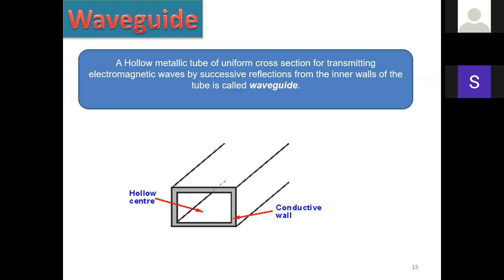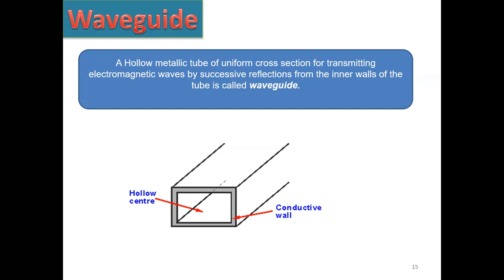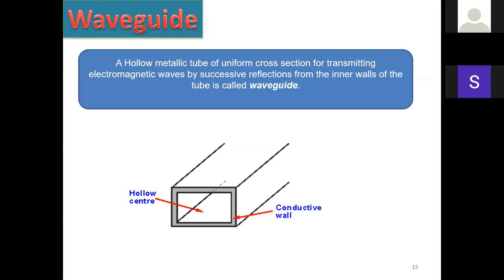Okay, look at the figure. This is actually a waveguide, which has the inner conductive wall, and at the center it is hollow. A hollow metallic tube of uniform cross section for transmitting electromagnetic waves by successive reflections from the inner walls of the tube is called the waveguide.